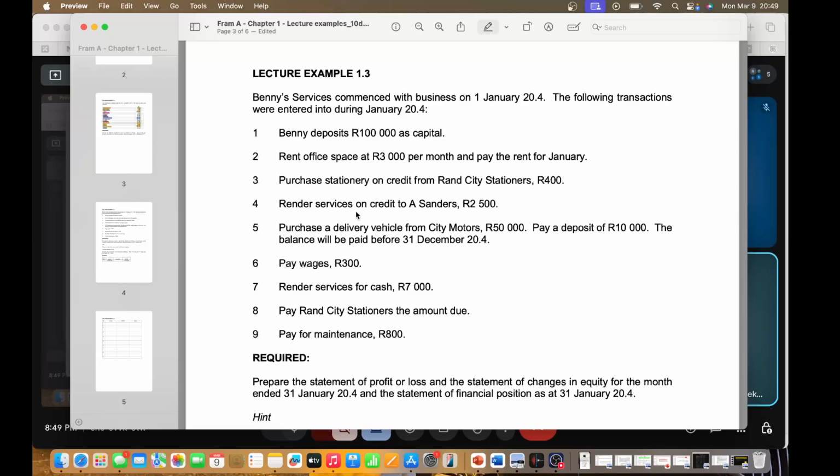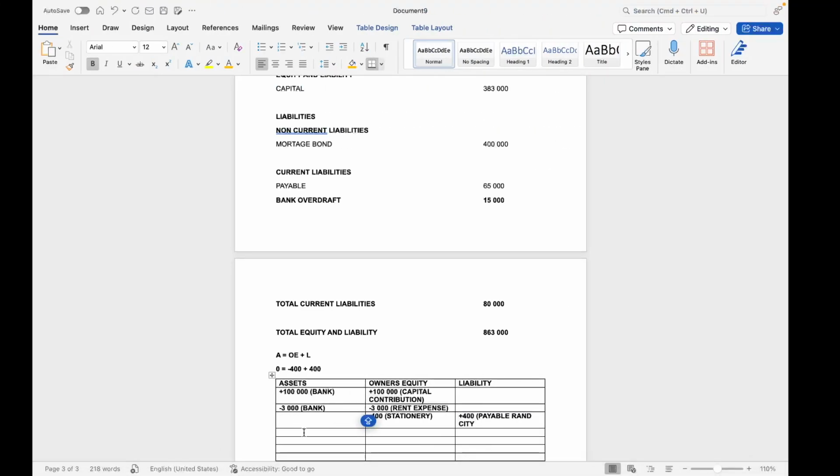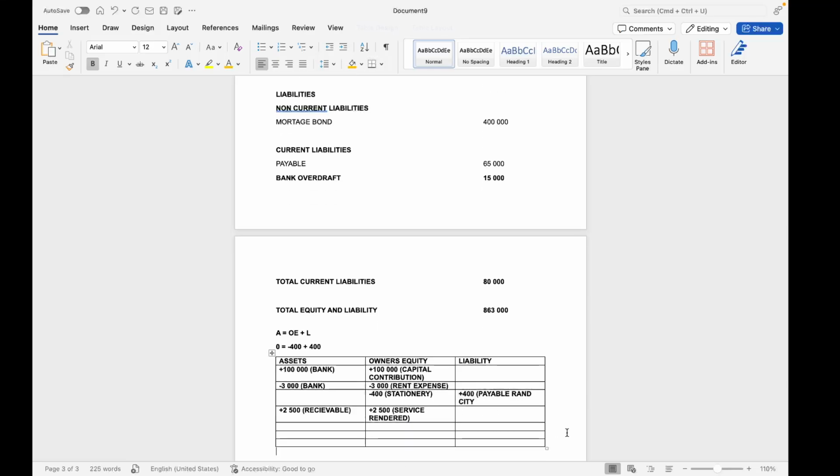Okay. Render services on credit to A Sanders. If we render services on credit, it means it's plus 2,500 because it's a receivable. We sold something to them on credit. So receivable, and then our owner's equity is also going to increase by 2,500, because services rendered is basically income. So our income is increasing.